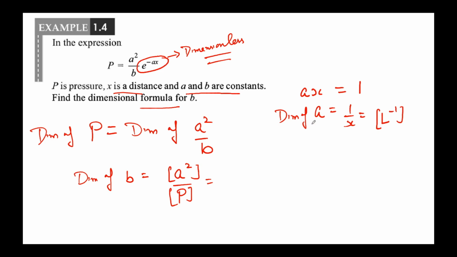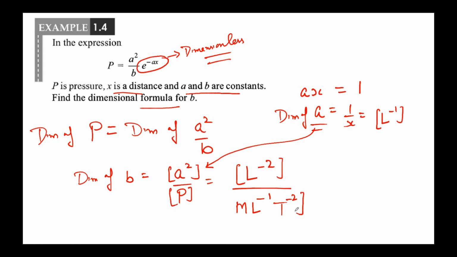So when we put the value of a in this equation, a squared will be equal to L raised to power of minus 2, and pressure, which is force per unit area, has dimension M L raised to power minus 1 T raised to power of minus 2. From this we can find the dimension of b: when they move upward, M becomes M raised to power minus 1, L raised to power of minus 1, T raised to power of 2. So this will be the dimension of constant b. So this is our answer.